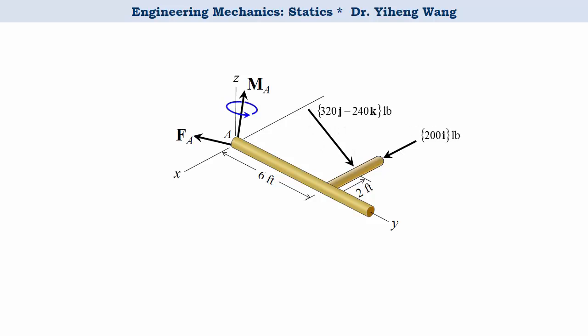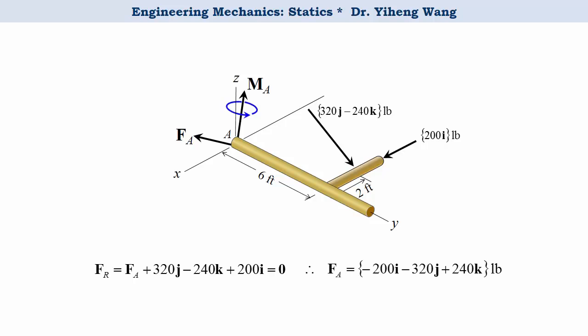Therefore, the resultant force equals Fa plus 320J minus 240K plus 200I, in units of pounds, and it equals 0. Therefore, the force vector Fa is solved to be negative 200I minus 320J plus 240K pounds.